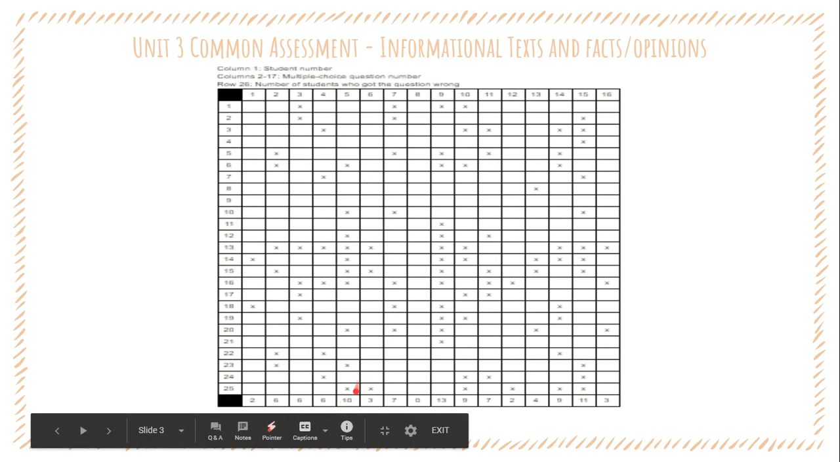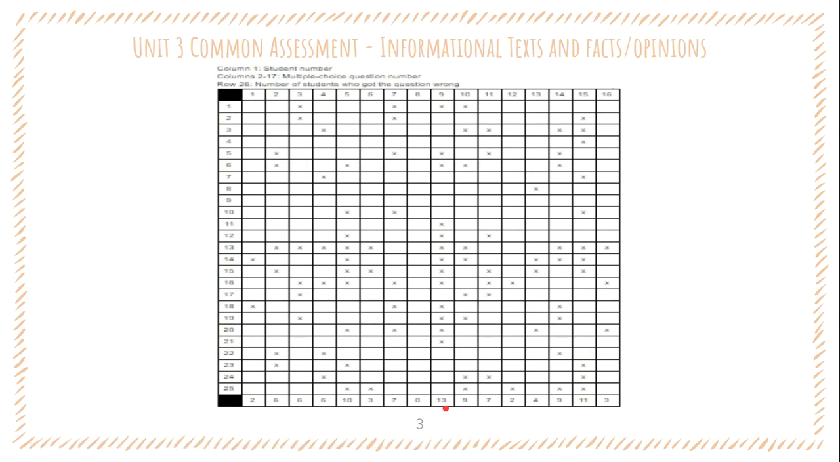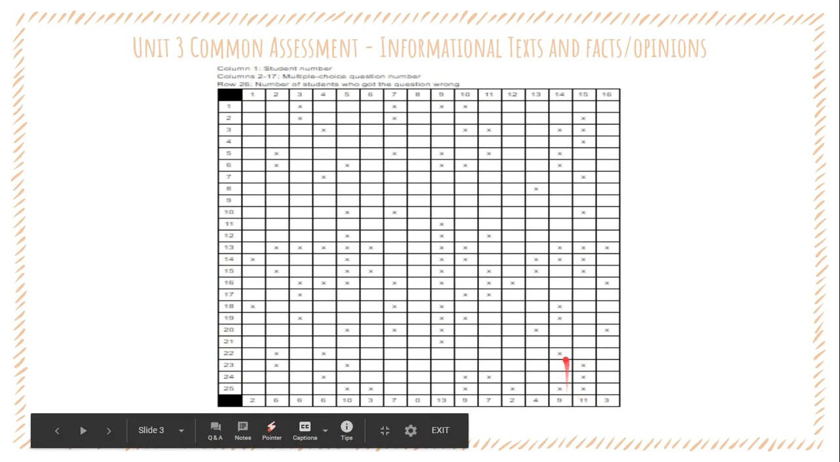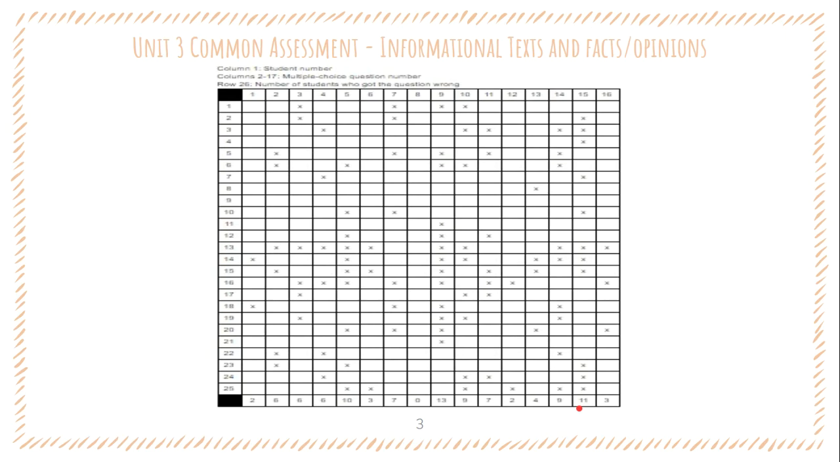But then I get to question 5, and I've got 10 of my 25 kids getting it wrong. That starts to stick out to me. Same thing with question number 9. I've got 13 of 25 kids getting that question wrong. That is a big one that I need to be paying attention to. And then again, questions 14 and 15, 9 and 11 students getting those questions wrong.